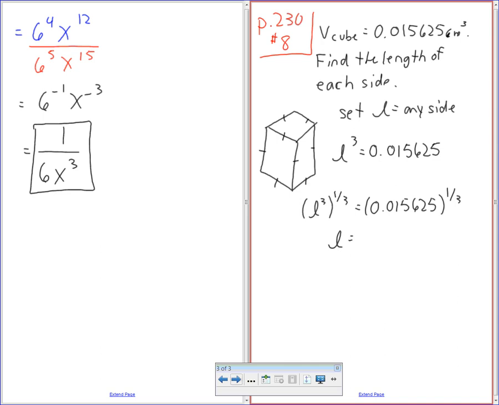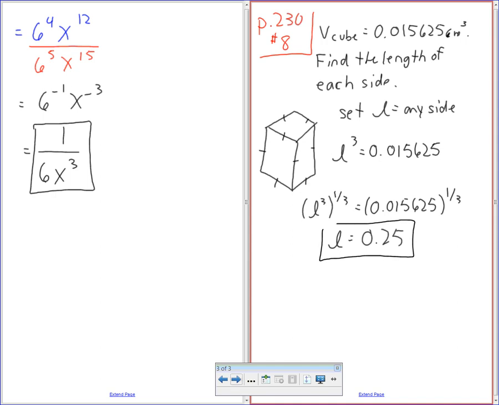Why wouldn't we just use the cube root button? The cube root button will work as well. I like fractional exponents, that's why. But the cube root button will work. The problem is if it were to the 8th, or the nth, if I don't have the nth root button, how do you do that? You calculate with just a fraction. Go ahead. 0.25?